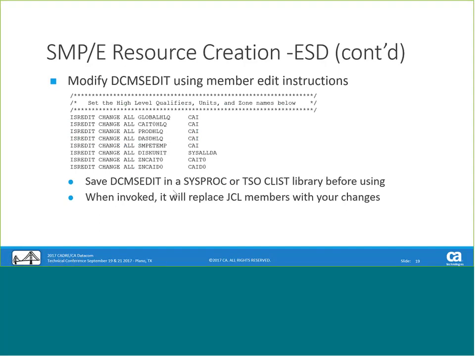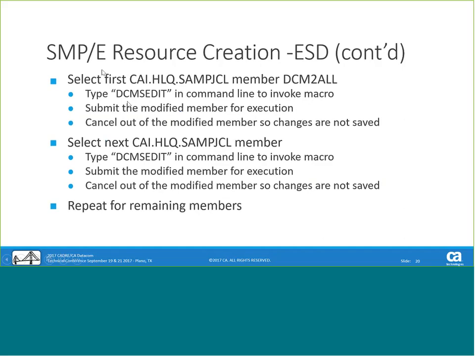We'll be talking about it a little more as we go. So select the first one. It's the DCM all, type DMS edit in the command line. That name can be whatever name you save it as, but in this example, it's kept the same. It's DCMS edit. Anyway, submit the modified member and then cancel out of the modified member so that the changes are not permanent, because the SAMP JCL library is SMPE managed. So that's the whole point. So it's a repetitive process.